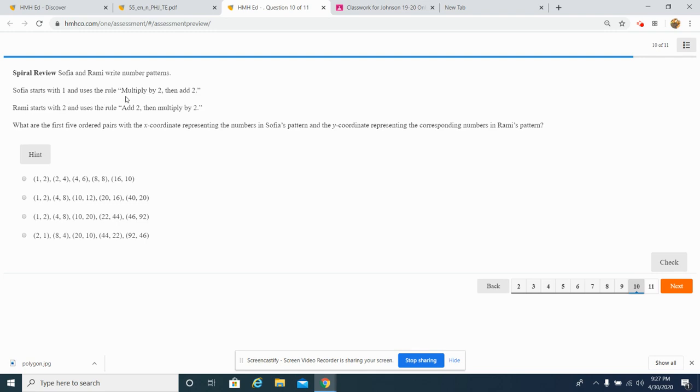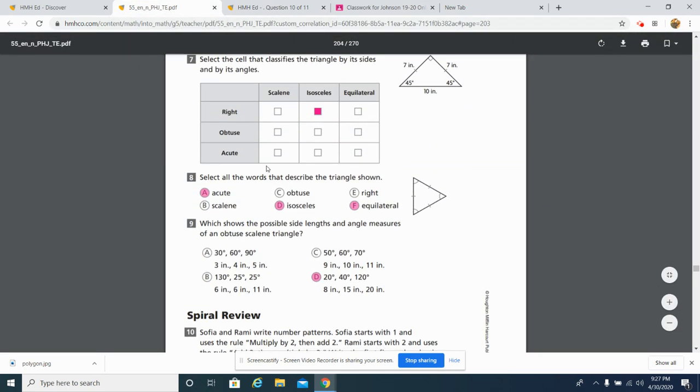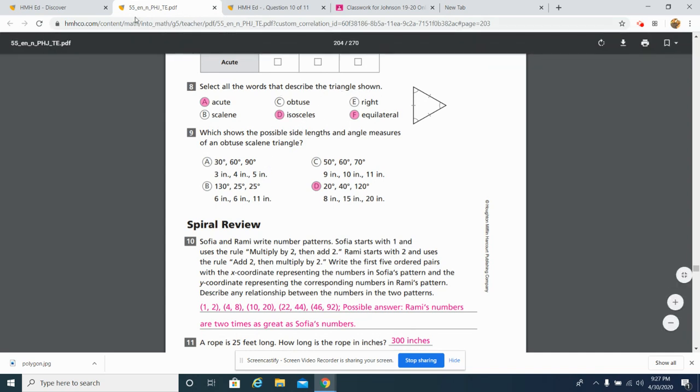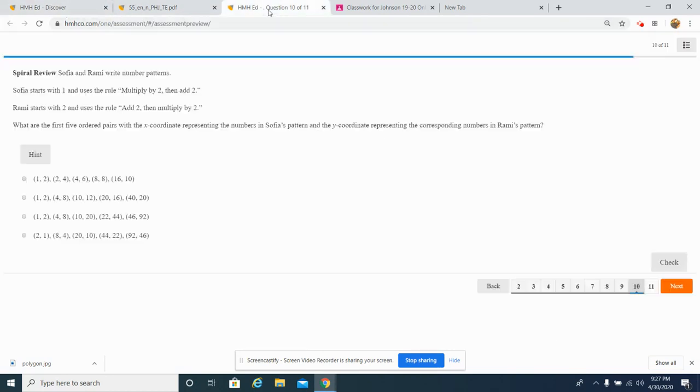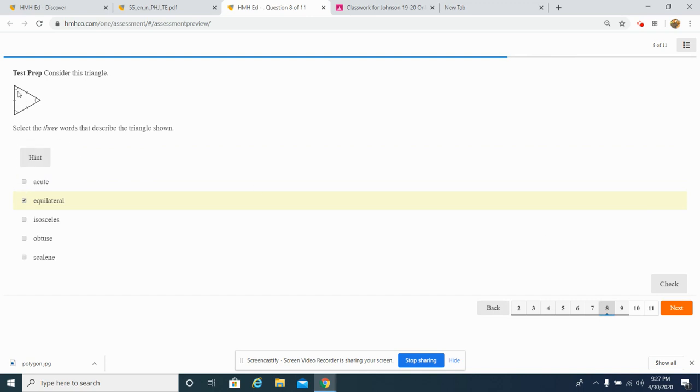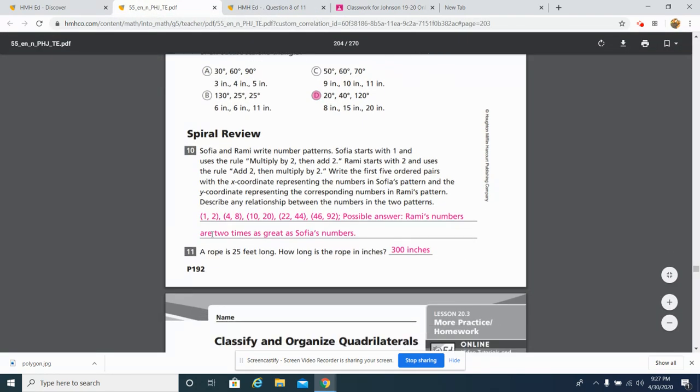Sophia starts with 1 and uses the rule multiply by 2, then add 2. Shall we go see? Oh, whoa, did we do that one wrong there? Acute isosceles. Oh, we've got to go back. Oops, not that one. That one. What kind of angles? Acute, equilateral, and isosceles because it has at least two equal sides. So go back and fix that one. Okay, there it is right there.